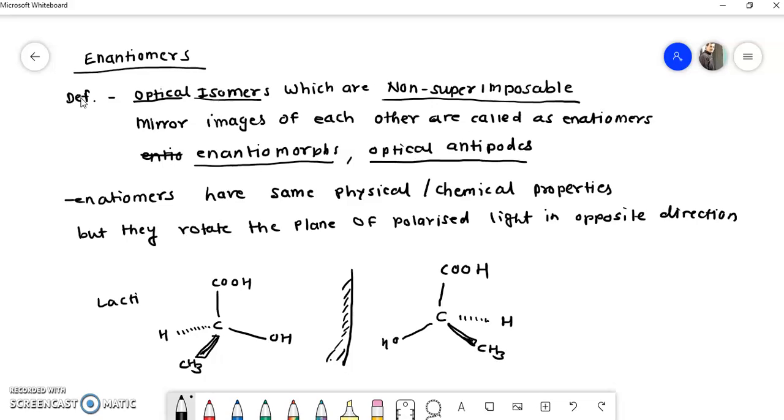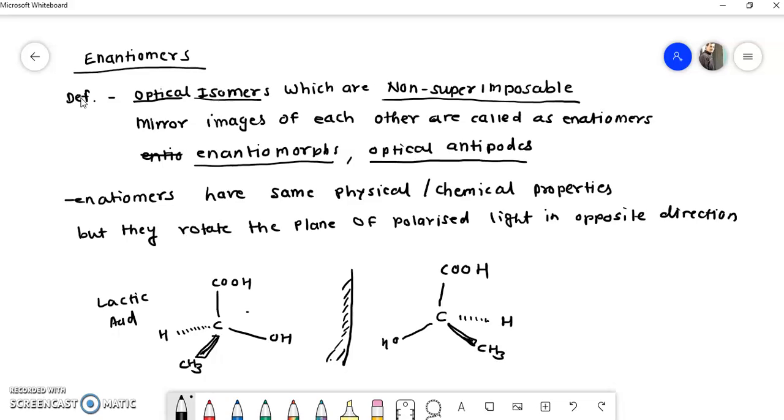This structure is of lactic acid, but you see here the structure. This structure is the mirror image of this. Both are mirror images of each other. But what kind of mirror images? They are non-superimposable. What is non-superimposable? If we lift this molecule and place it on this molecule, then these are non-superimposable. Like if we place our right hand on left hand, it is non-superimposable, but our hands are mirror images of each other. In the same way, these molecules are mirror images of each other, but they are non-superimposable mirror images, so they are called enantiomers.